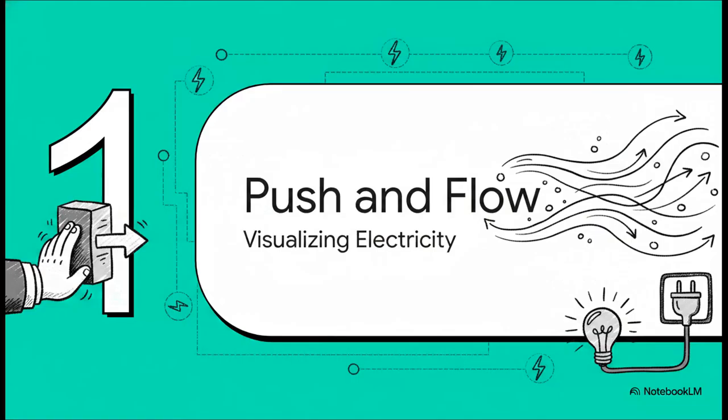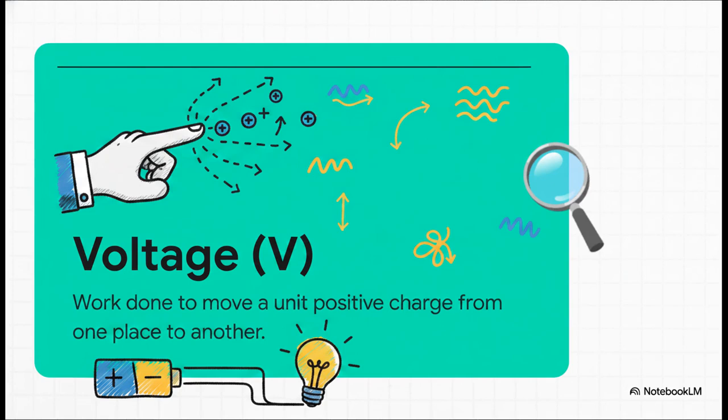Section 1. Push and flow. To start making sense of those equations, we need to transition into our first core concept. We're going to frame these mathematical variables not as intimidating algebra, but as simple physical movements. Think of it as push and flow. If you can visualize pushing something and you can visualize something flowing, you already have the mental tools you need to master basic electrical engineering.